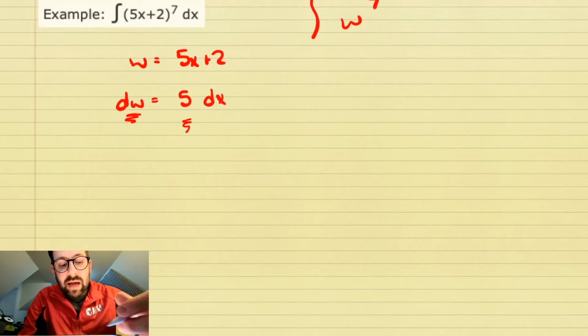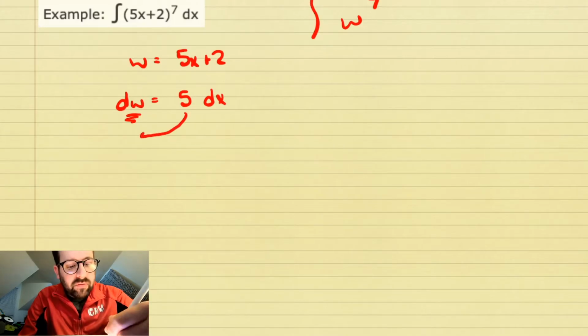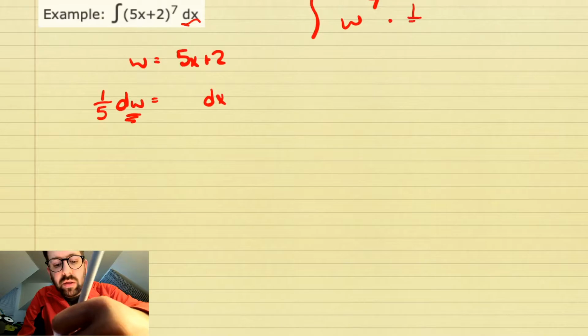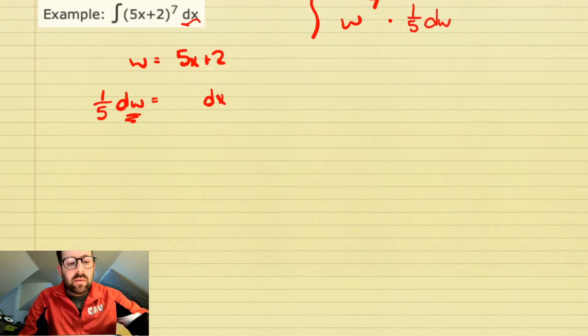But the problem is the 5 isn't accounted for. So since the 5 isn't there, I'm going to divide this 5 over, like this. So I'm taking that 5 to the other side, and now I can replace the dx. I'm going to replace the dx with a 1/5 dw, because I have to do a perfect substitution. If it's there, substitute it out. If it's not, I have to account for it.